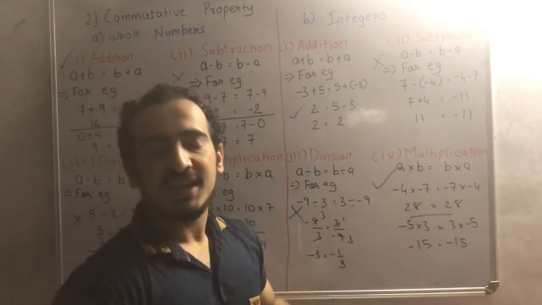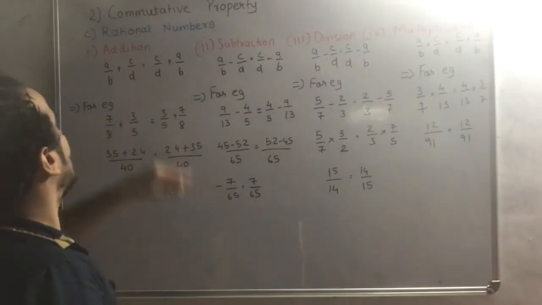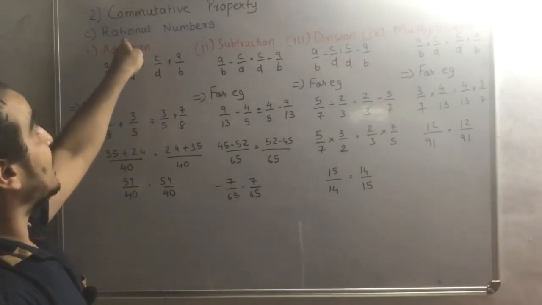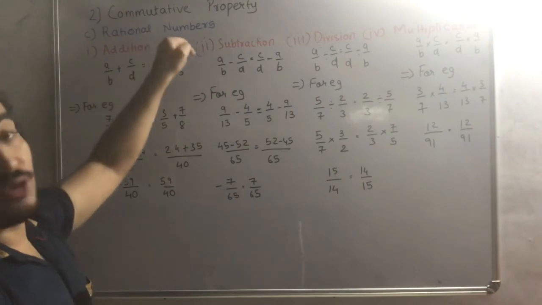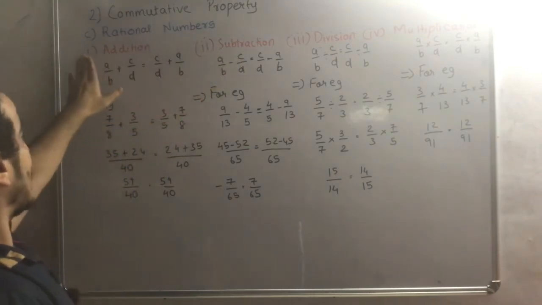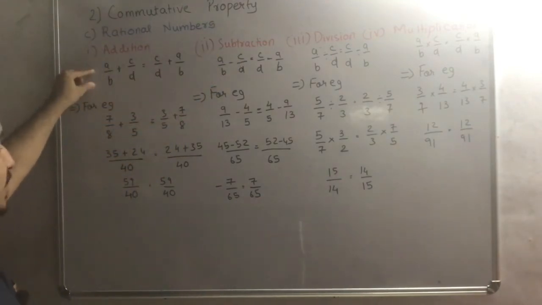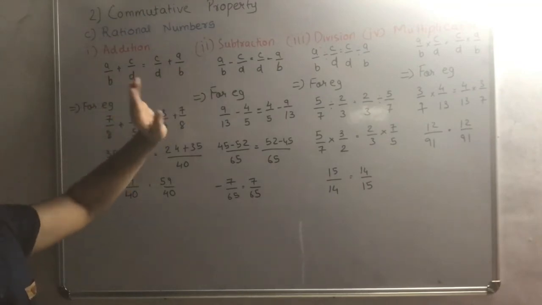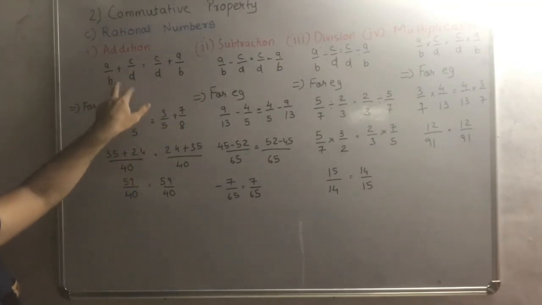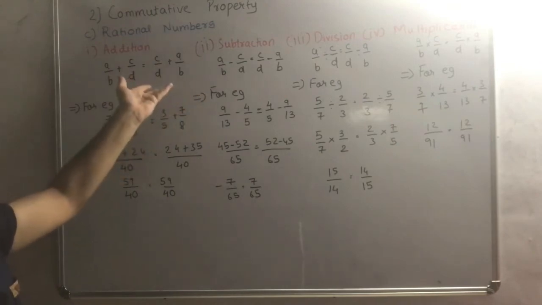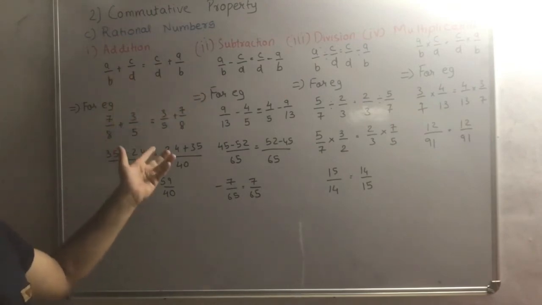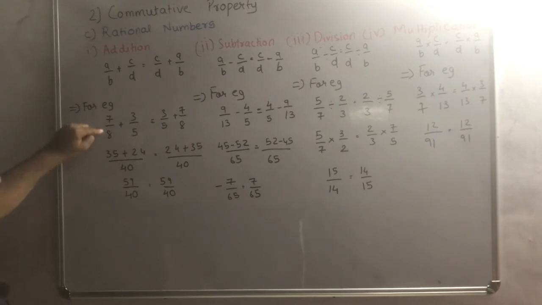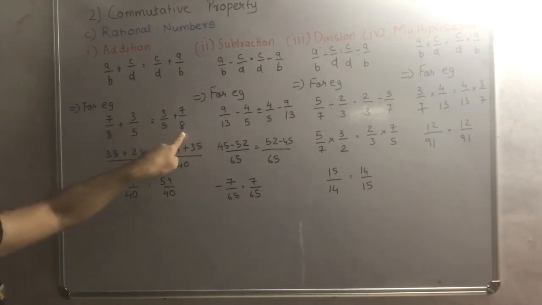So next we will see rational numbers. Now let's take the commutative property of rational numbers. Okay, so first we will see addition. A by B plus C by D equals C by D plus A by B. It means A plus B equals B plus A, like that only, but these are rational numbers. Okay, so 7 by 8 plus 3 by 5 equals 3 by 5 plus 7 by 8.